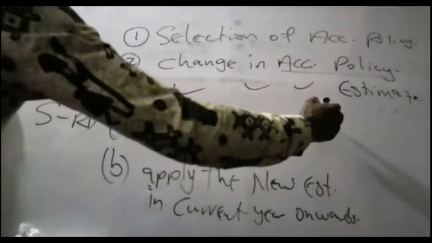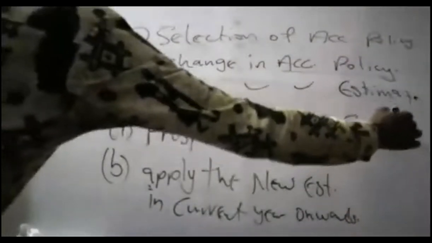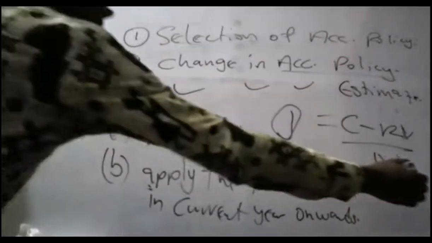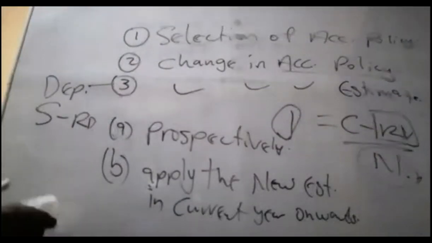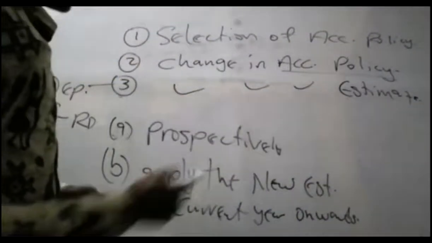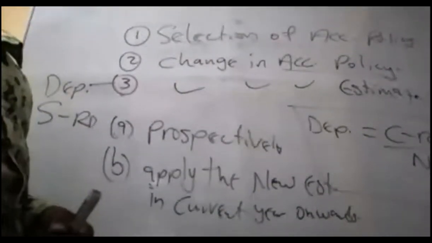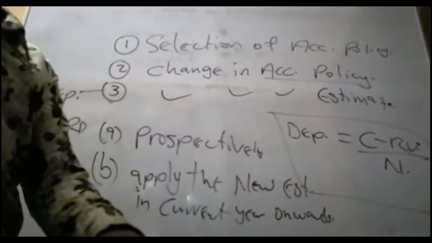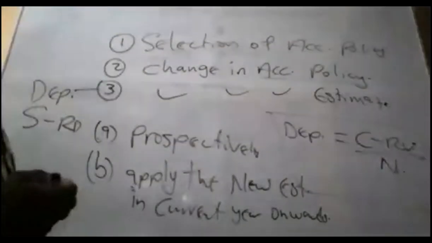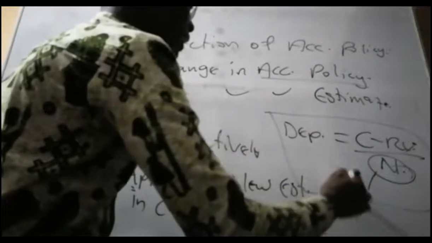Now, have you seen depreciation? It's equal to cost minus scrap value or residual value, divided by number of years. Everything over here is an estimate. What if they change any figure here? It's an estimate. When they change the useful life, it's an estimate.